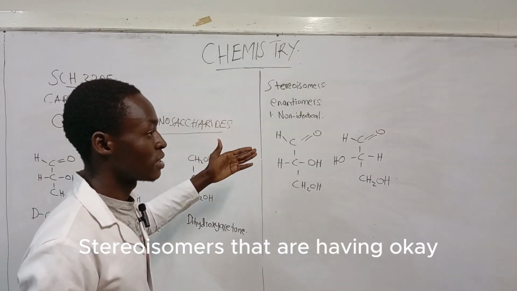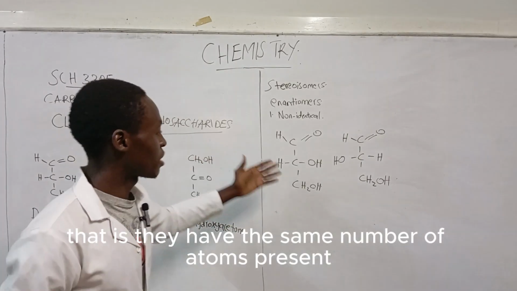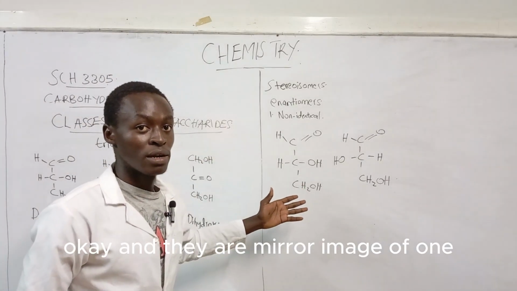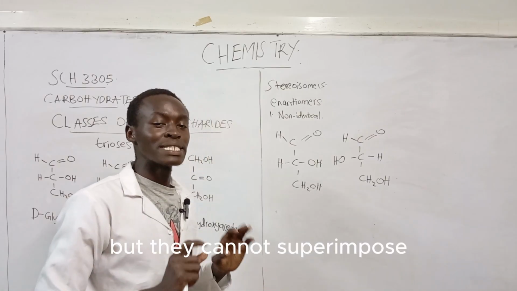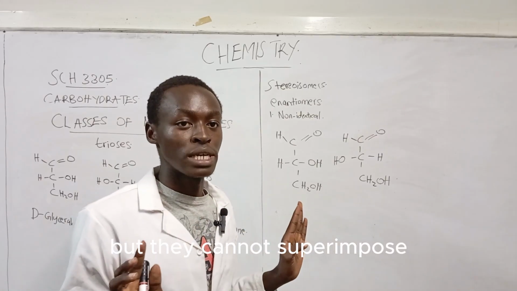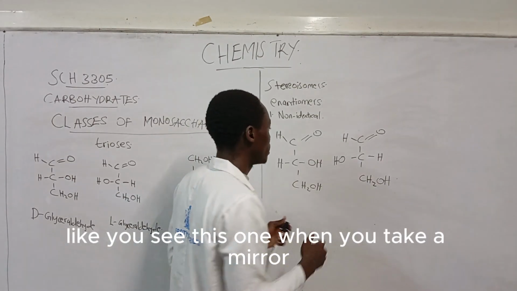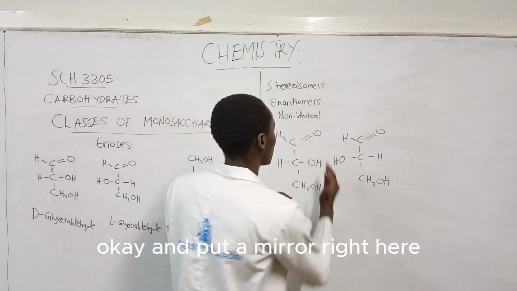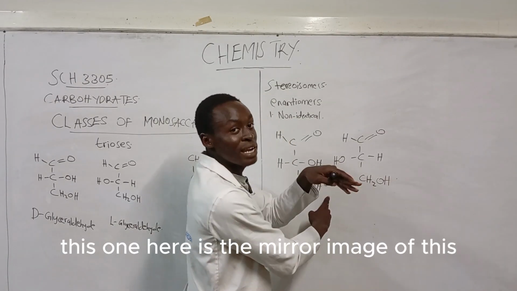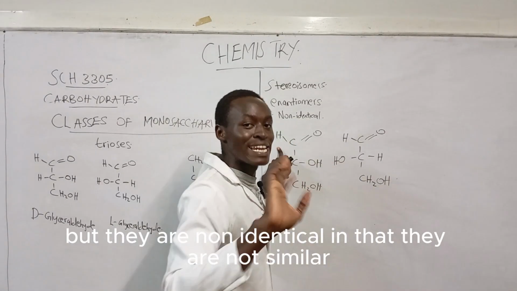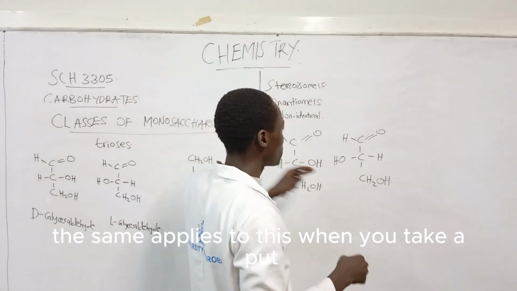Stereoisomers have the same structural formula, that is, they have the same number of atoms present. They are mirror images of one another, but they cannot be superimposed, in that they are non-identical. Like you see this one: when you take a mirror and put it right here, you'll get that this one here is the mirror image of this, but they are non-identical in that they are not similar. The same applies to this.